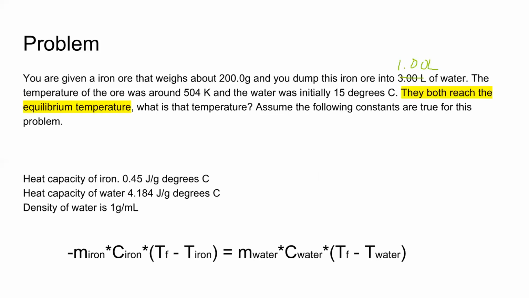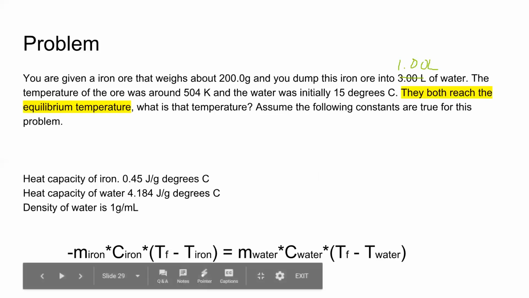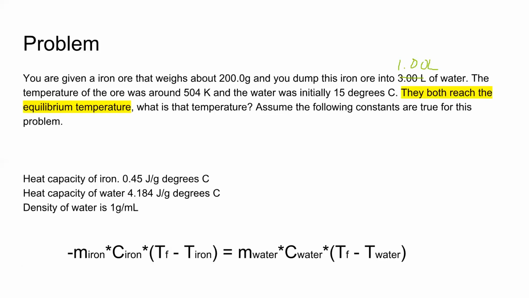Did I change it to 1? I did change it to 1. Whoops. Okay, so the negative of the mass of the iron times the C of the iron times the change in temperature, the final minus the iron initial, is equal to the mass of water times the heat capacity of the water times the final minus the water initial temperature. This is the formula. I just set them both equal to each other. I included the negative symbol there because we know that heat is going from the solid iron ore to the water. That also agrees with thermodynamics. Heat always likes to transfer from high to low, so the higher energy state will go down to the lower energy state.